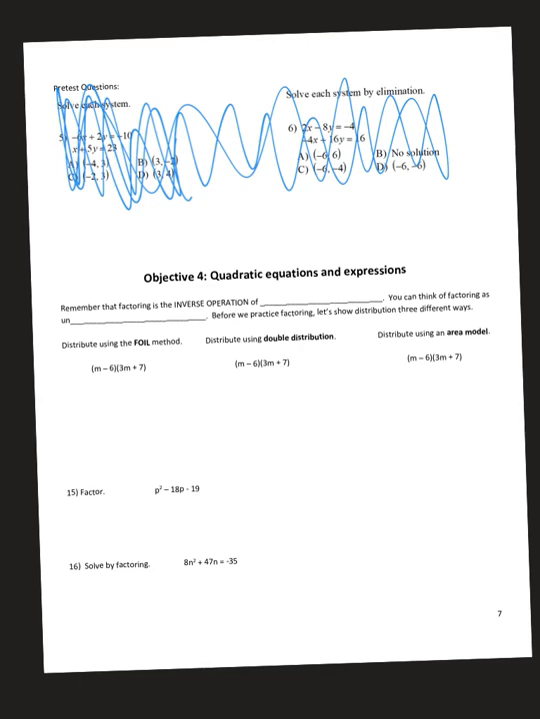Ortiz, and we are working on Objective 4, which is quadratic equations and expressions. The two things that we do to quadratic equations are we solve them using a number of different tools, and we factor them, and that is really the inverse of distribution. So right there, we're going to get into that. Remember that factoring is the inverse operation of distribution. You can think of factoring as undistributing.